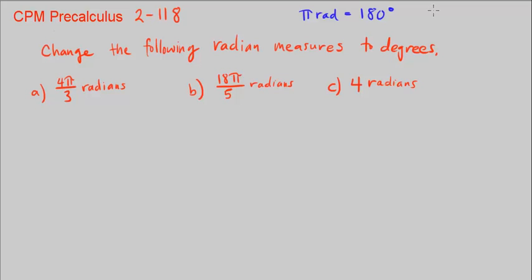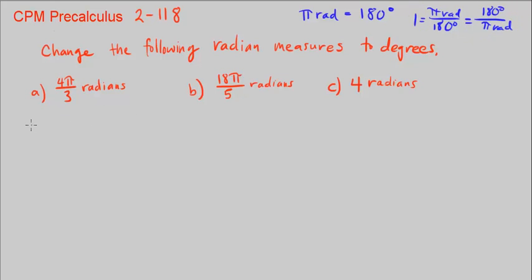Because the point is we want to have pi radians over 180 degrees equal to 1, right? Because the numerator and denominator are the same. Or we could say 180 degrees over pi radians is also equal to 1. So these are all equal to 1, right?